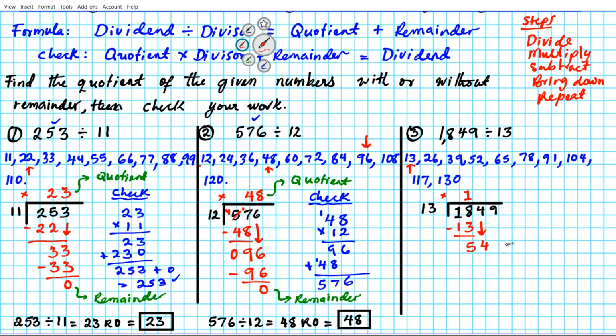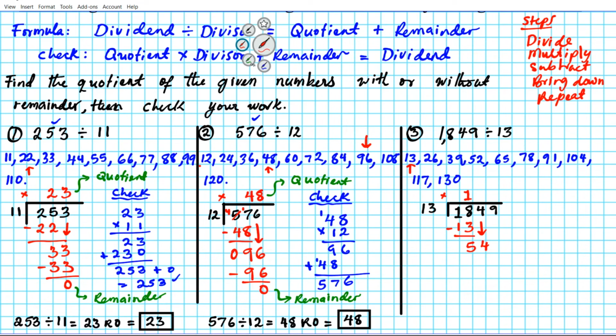And then we're going to repeat the process again. How many times does 13 go into 54? Or what is 54 divided by 13? There's no 54 here, so 13 doesn't go into 54 evenly. Or if you divide 54 by 13, there will be a remainder.